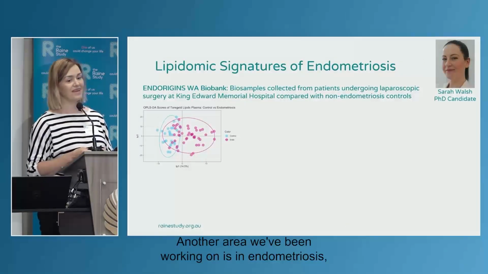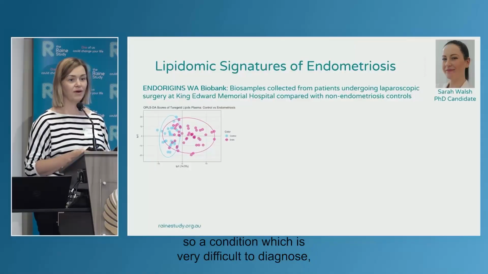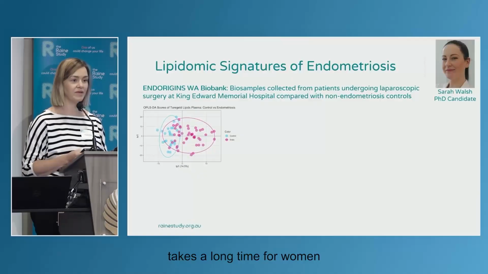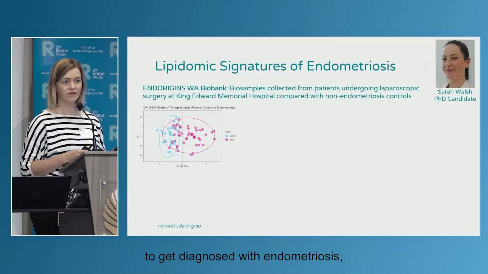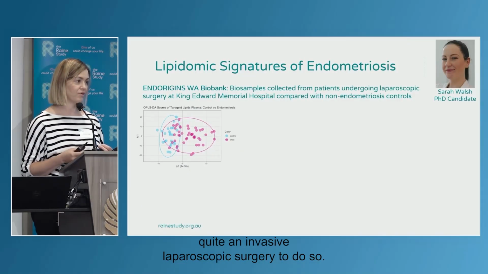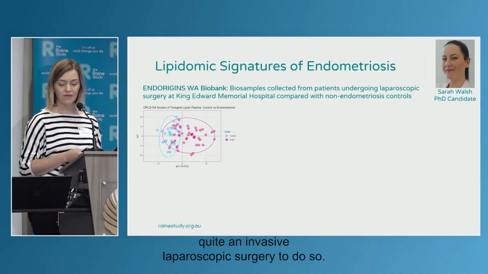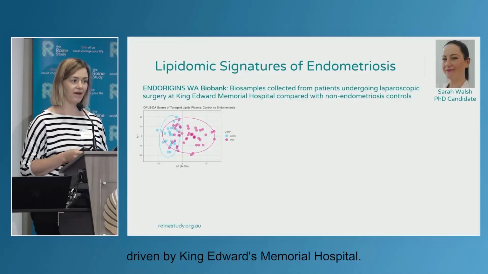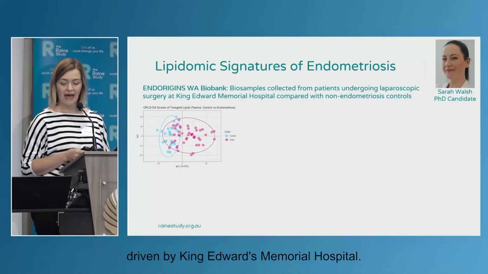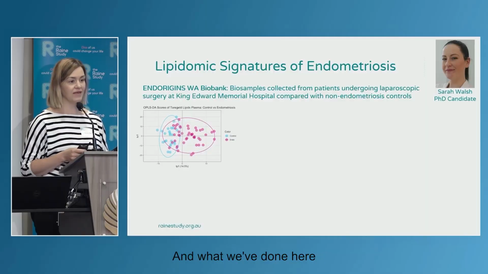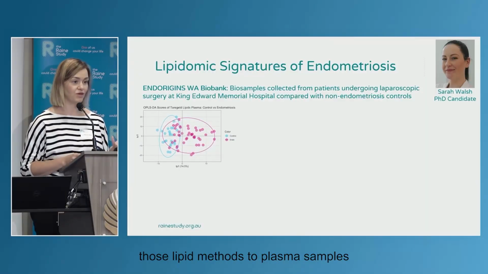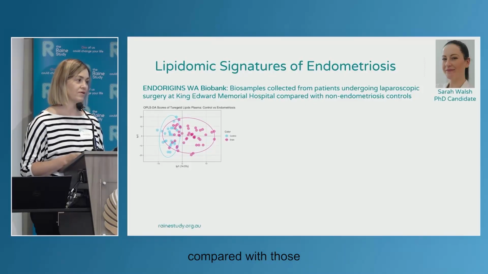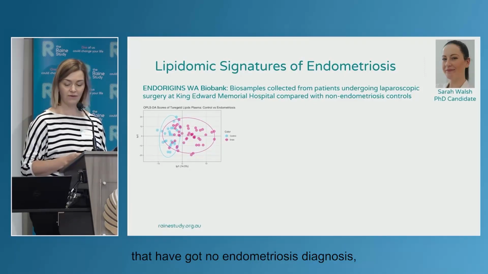Another area we've been working on is endometriosis, a condition which is very difficult to diagnose. It takes a long time for women to get diagnosed and does require quite an invasive laparoscopic surgery to do so. This is work that we've been doing in collaboration with the Endo Origins Biobank, driven by King Edward Memorial Hospital. What we've done here is apply the same lipid methods to plasma samples from individuals with endometriosis compared with those that have no endometriosis diagnosis.